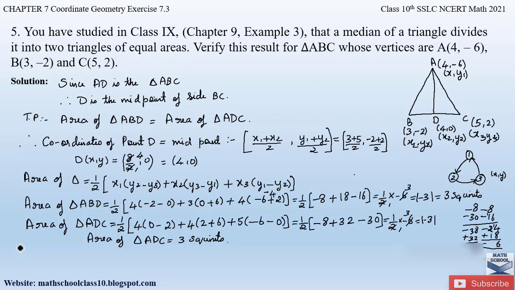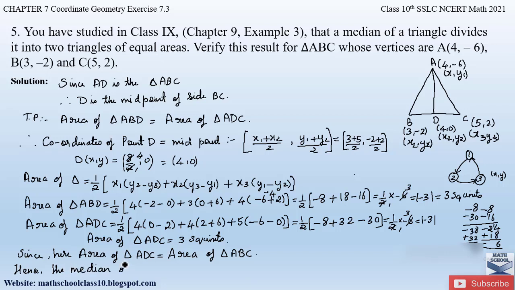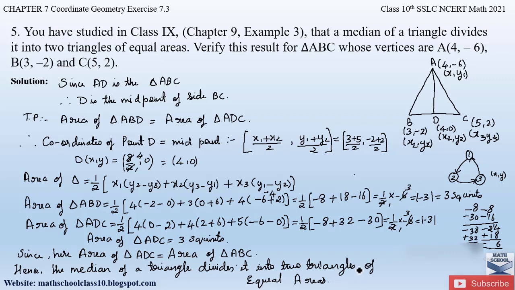So write down, since here the area of triangle ADC is equal to the area of triangle ABD, hence the median of a triangle divides it into 2 triangles of equal areas. Right, so this is how we solve this problem.